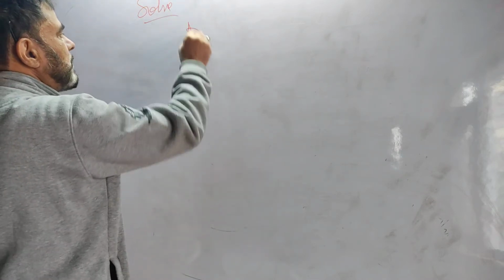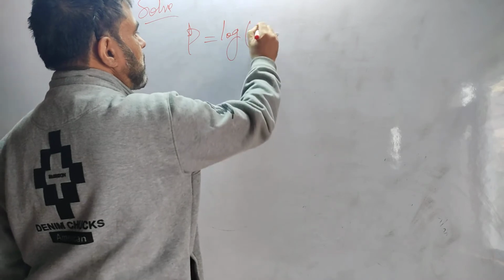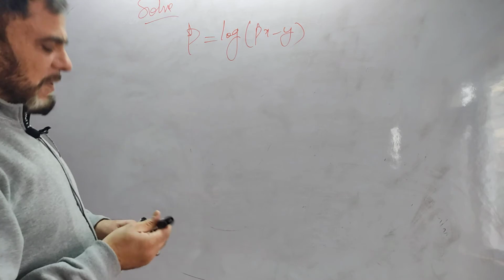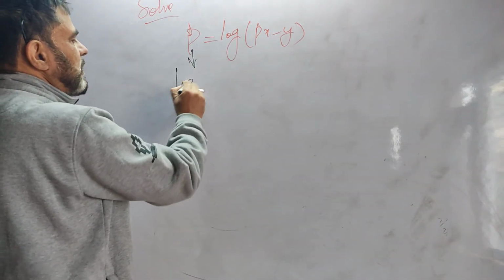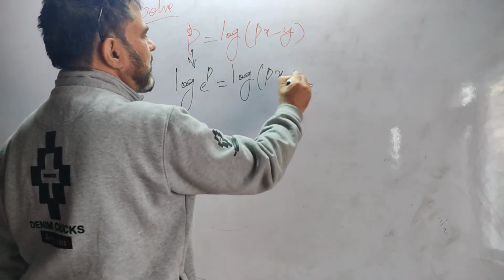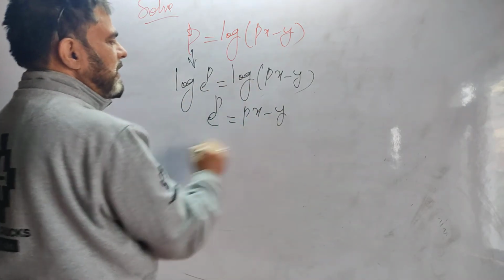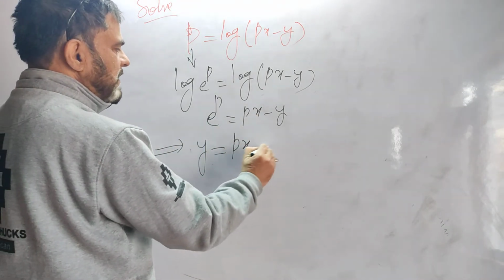Solve the differential equation: y is equal to log of px minus y. Now let us see, I can write this as log of e raised to the power y is equal to log of px minus y. So this is e raised to the power y is equal to px minus y. This simply means y is equal to px minus e raised to the power p.